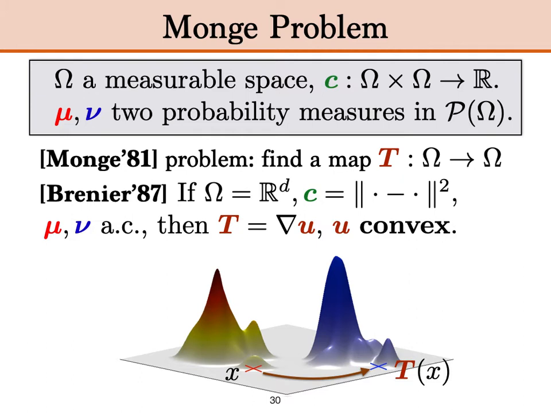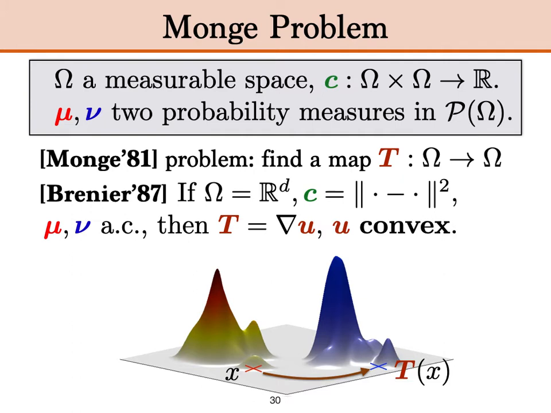It basically says the following thing. If omega is equal to R^d, so the physical space, or R^d in higher dimensions, and the cost is the squared Euclidean distance. So notice that this is a bit different from the Monge setup. In the Monge setup, usually we use the Euclidean distance only, not the square. It turns out this is one of the hardest problems to solve. It's much easier to solve it with squared Euclidean distance.